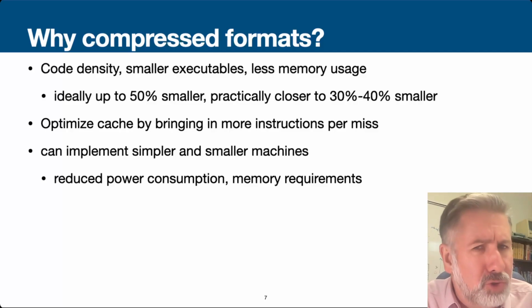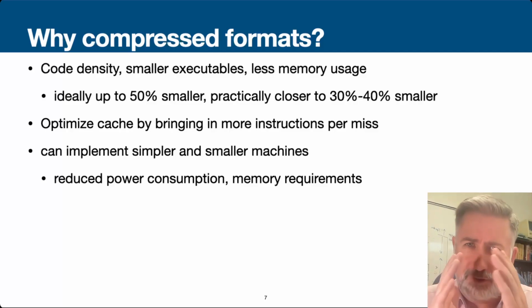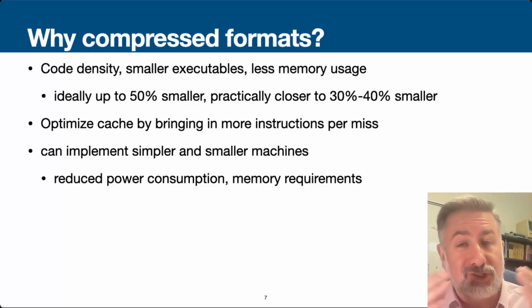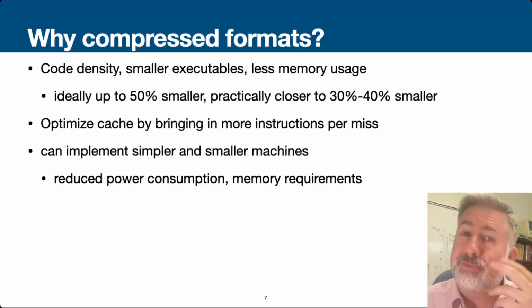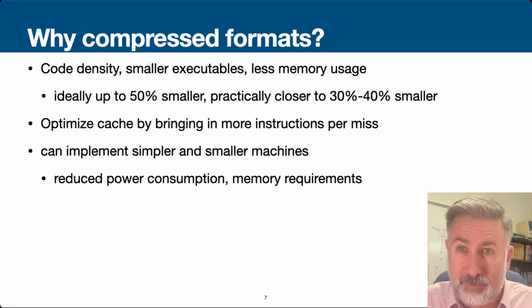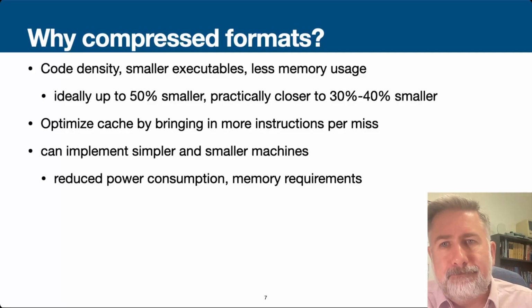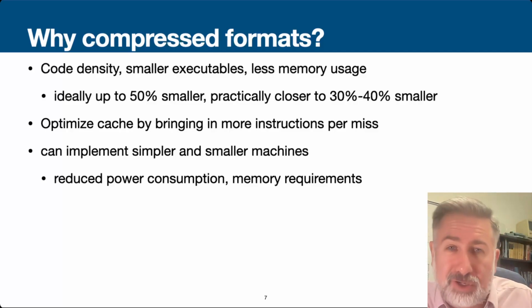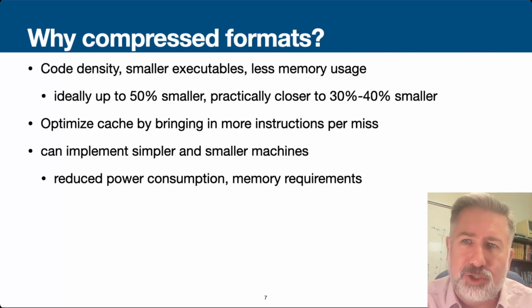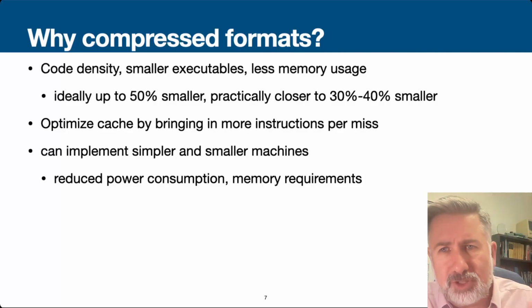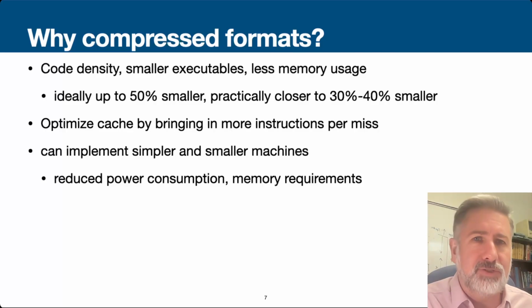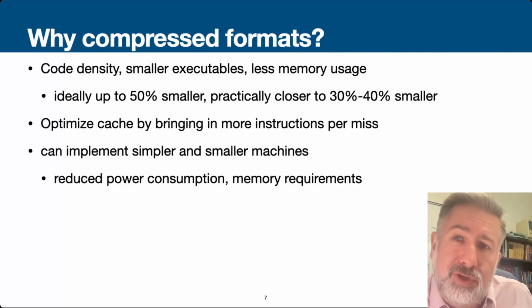And that's a good question, is why can't you just cut your code size in half? Well, because the instructions are less powerful, which means sometimes you need more of them to do the same operation, right? You can bring in more instructions per cache miss, and that can optimize your performance. You can implement simpler, smaller, faster, reduced power machines. So these are the kind of things you might do with compressed formats of instructions.